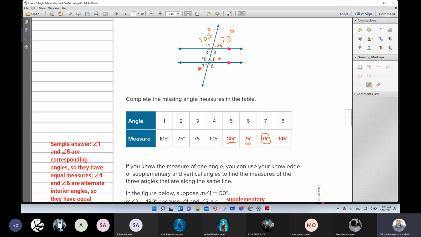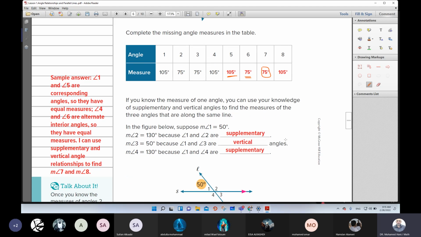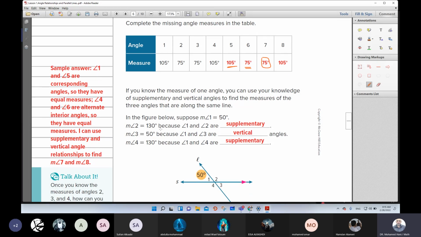1 and 8 are also alternate exterior angles. So here 105 means here will be what? 105. If you know the measure of one angle, you can use your knowledge of supplementary and vertical angles to find the measures of the 3 angles that are along the same line.